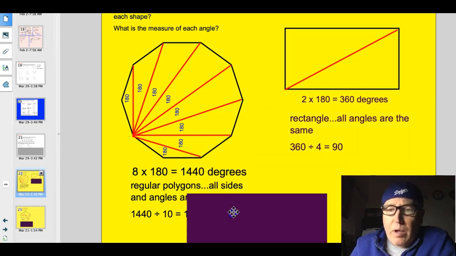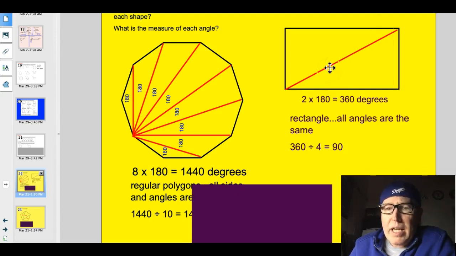All right, here's another one. Real simple rectangle. It still works. One vertex. Draw as many lines as you can to divide up into triangles. I can make 2 triangles. They're each worth 180 degrees apiece. So that's a total of 360 degrees. This is not a regular polygon because 2 sides are long and 2 sides are short, but it is a rectangle, so we can take the 360 degrees and divide it by 4 angles, and they're all 90-degree angles. Okay? All right.